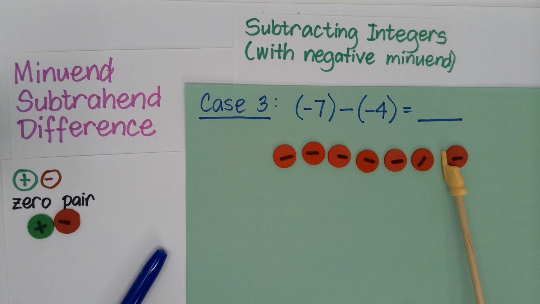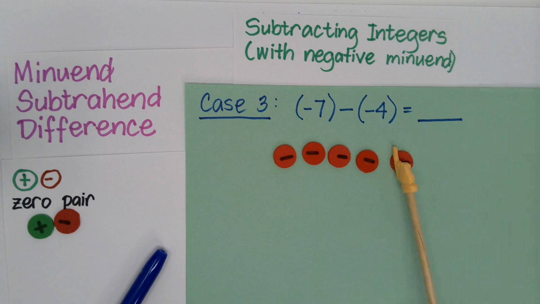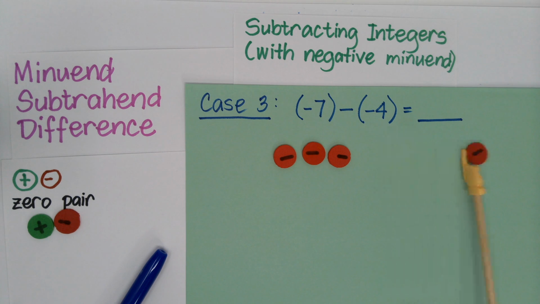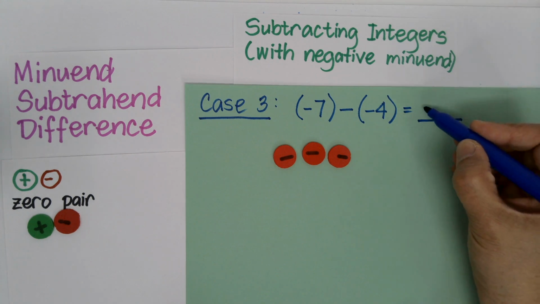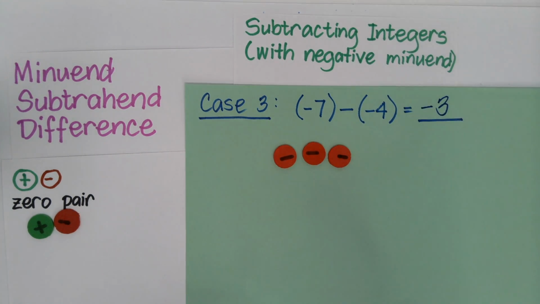All we have to do is take away 4 because our subtrahend is negative 4. So take away 4 negative discs. So that's 1, 2, 3, and 4. So that leaves 3 negative discs, and so negative 7 minus negative 4 is negative 3.